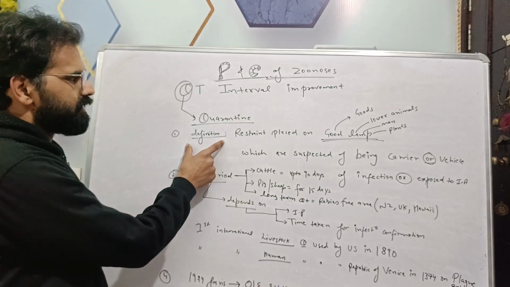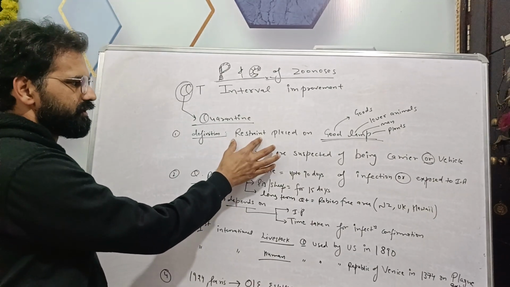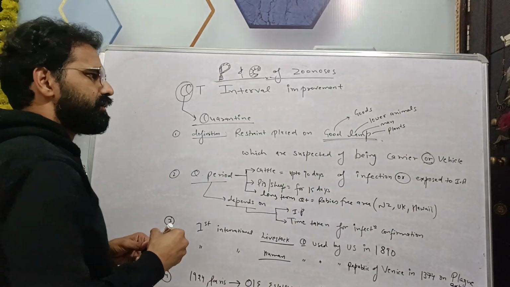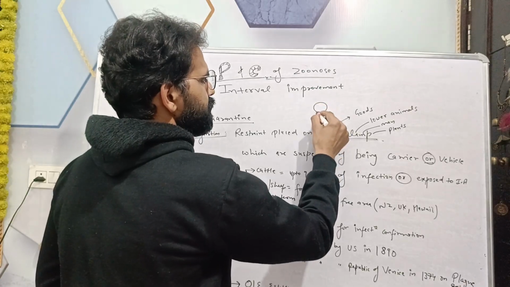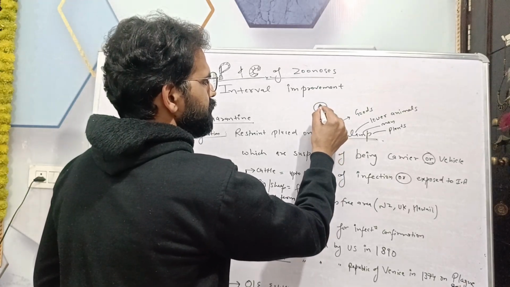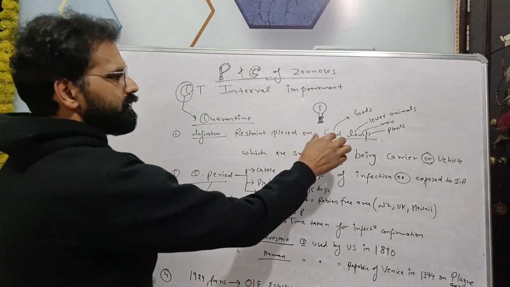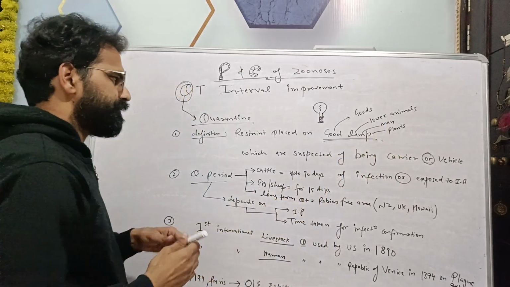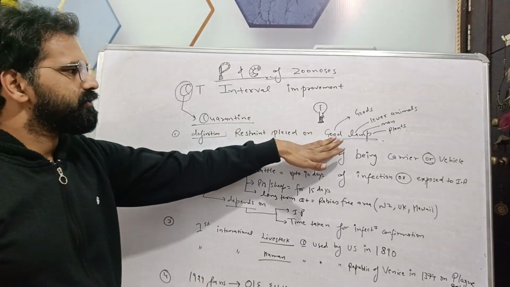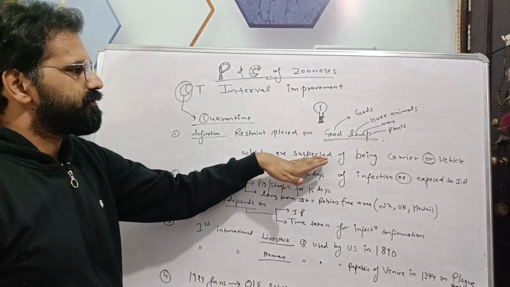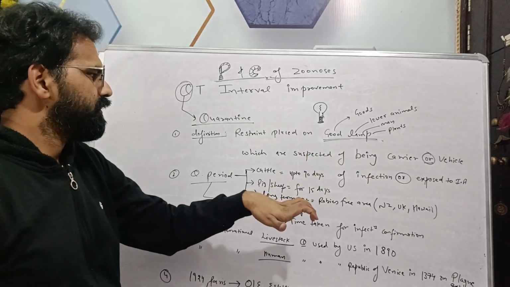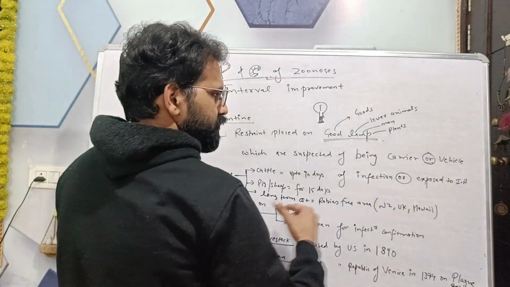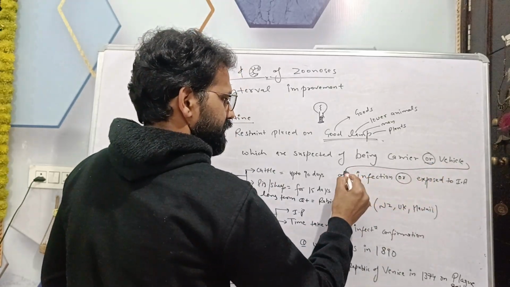The definition of quarantine is the restraint or restrictions placed on GLAMP. What is GLAMP? GLAMP is goods, lower animals, man and plants. So restrictions or restraint placed on GLAMP which are suspected of being carriers or vehicles of infection or exposed to an infectious agent.